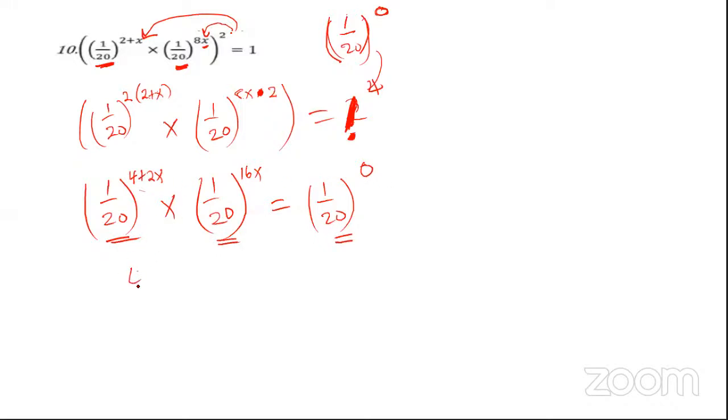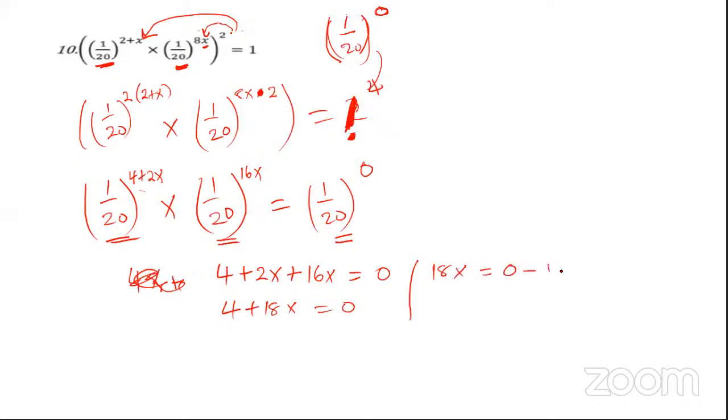So here we shall have 4 plus 2x. Remember here we are adding the powers, plus 16x is equal to 0. So here we shall have 2x plus 16x, that is 18. So it is 4 plus 18x is equal to 0. So you take the 4 the other side by subtracting. So in so doing, what you will get will be 18x is equal to 0 minus 4. So 18x will be equivalent to negative 4.